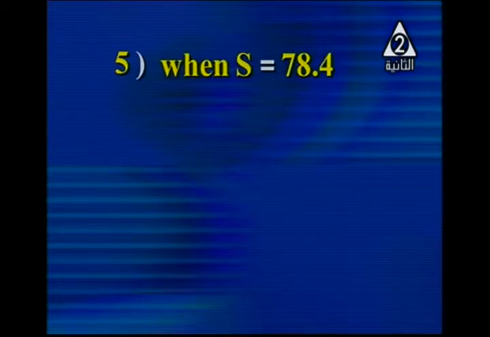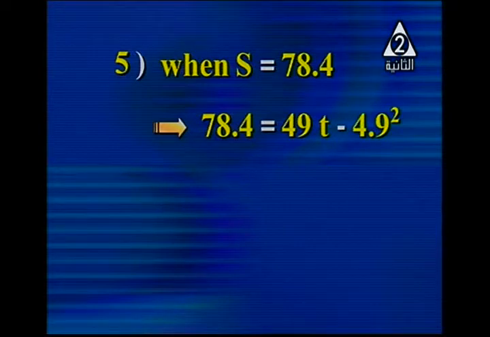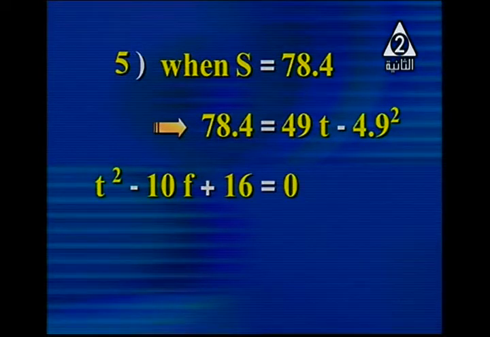Number 5, when S is 78.4, by substitution to find the value of t, t squared minus 10t plus 16 equals 0, then t equals 2, t equals 8.